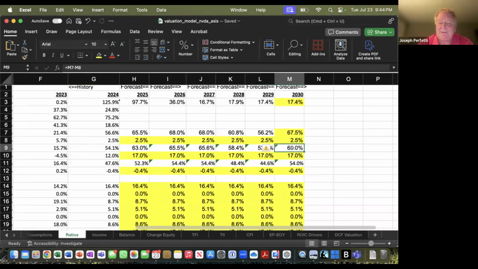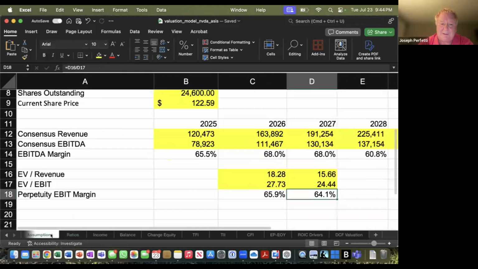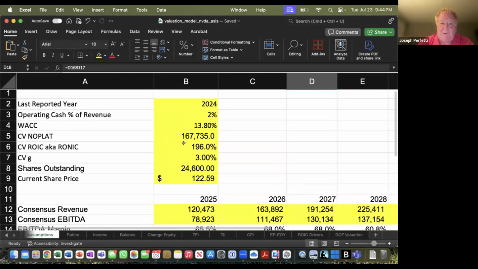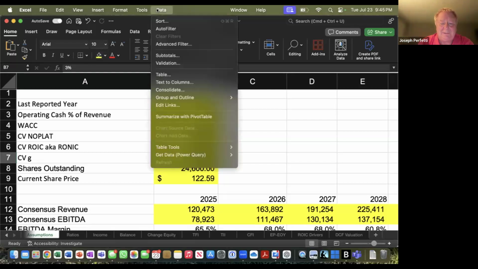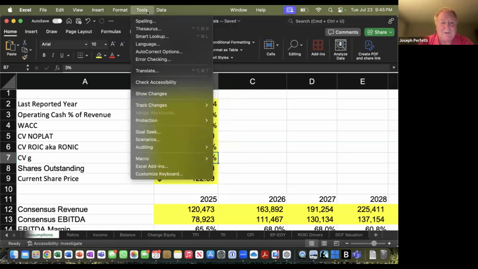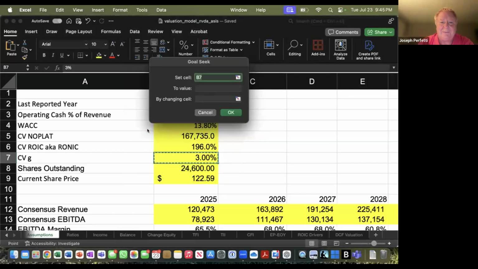Final step. G. We put in a placeholder of 3%. Clearly, Nvidia is growing much faster than 3%. So what is a realistic G? What we're going to do is solve for it. Since we've put in everything else that we think is realistic, we're going to solve for the G. How do we do that? Data, tools. We're going to goal seek it.